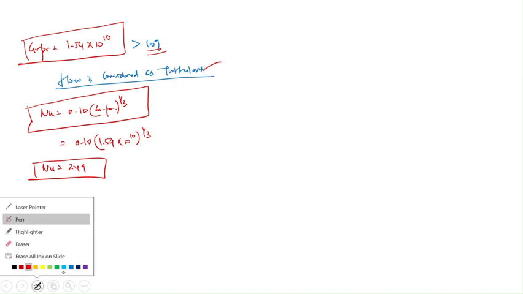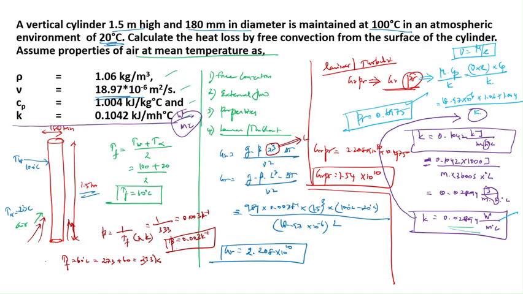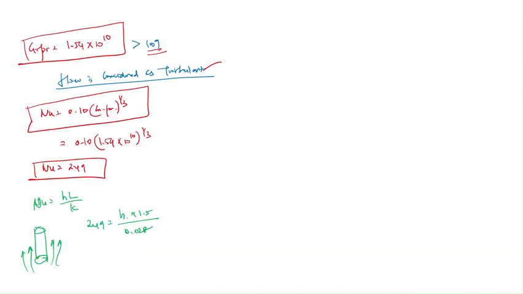After finding the Nusselt number, you have to find the heat transfer coefficient. Nu is equal to HL by K, because in a cylinder the boundary layer is formed along the height or length. So 249 is equal to H into L. Already you know that height is equal to 1.5 meter, into K. In the previous slide, we can find K in terms of watt per meter degree Celsius, 0.02894. So after substituting the values, you may get the heat transfer coefficient, which is equal to 4.7 watt per meter square Kelvin.